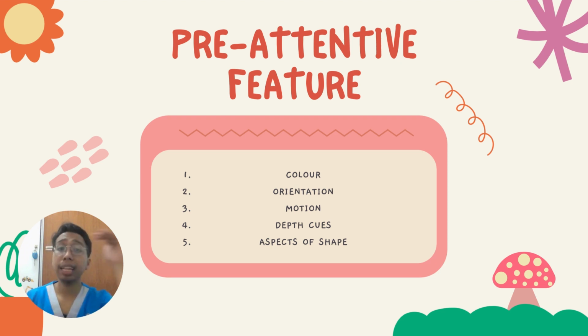So yes, next is pre-attentive features. So what is this? In order for them to engage in visual attention, these are the important elements lah, which are color, orientation, motion, depth cues, and aspects of shape. Even in this slide, I use this color because I know that because of this bright color, you are more attentive to watch this presentation. So this is an example of a pre-attentive feature. But what about the other things? Orientation, motion, depth cues, and expression.